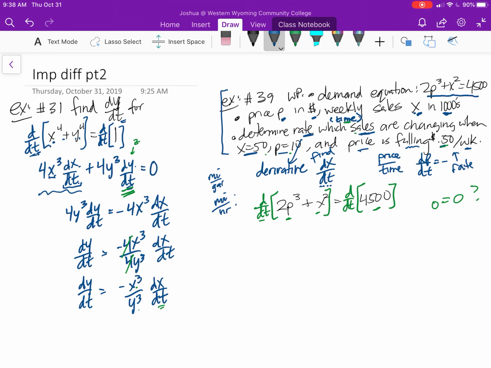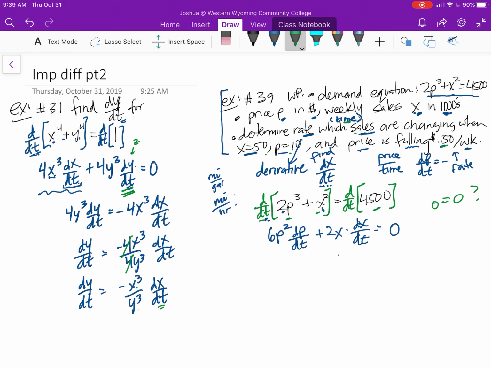Derivative of 2p to the third, 6p squared. Now, variables don't match, right? dp dt. Derivative of x squared, 2x. Variables don't match, dx dt. Derivative of 4500, 0. Now, after you do the derivative, go ahead and plug in everything we know. Okay, and then we'll see from there what we need to do.